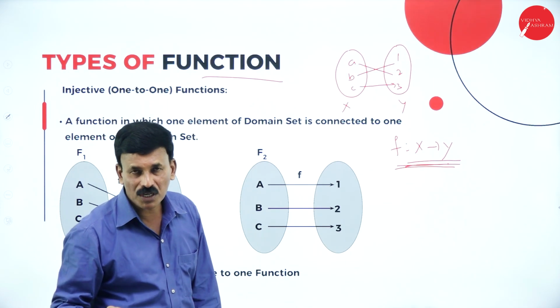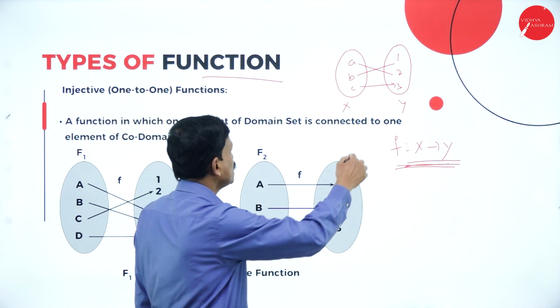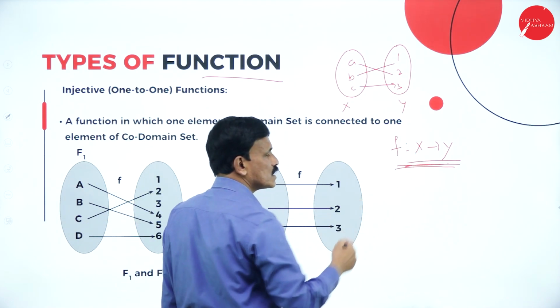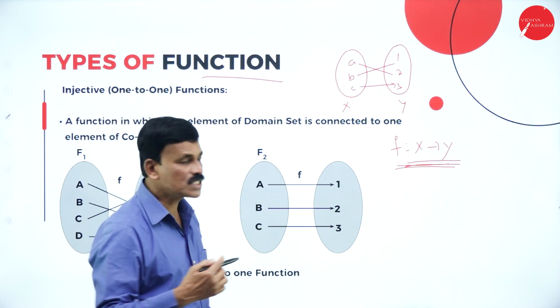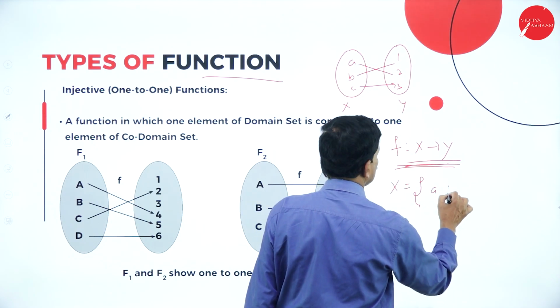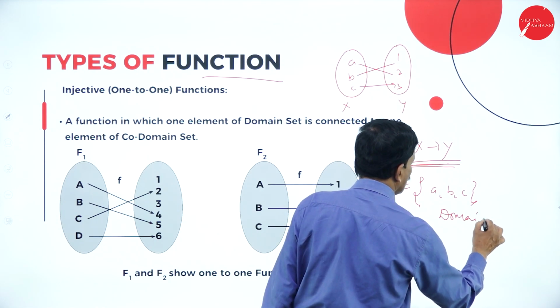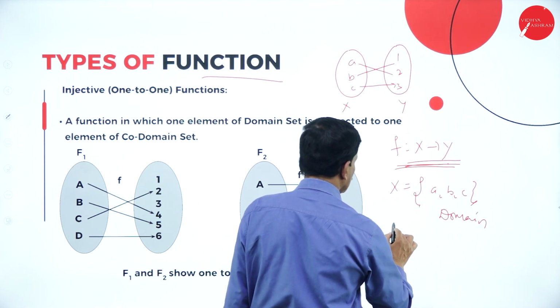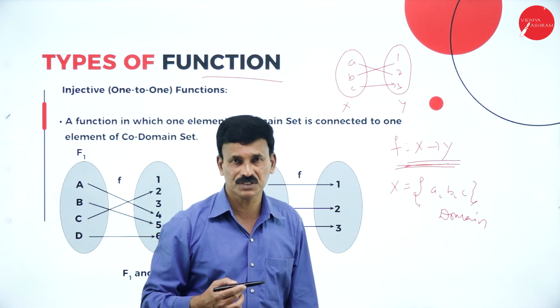We have already studied the domain and range. All the first elements are called the domain. So, here the set X is called the domain of the function. Therefore, X equal to A, B, C is called the domain of the function.